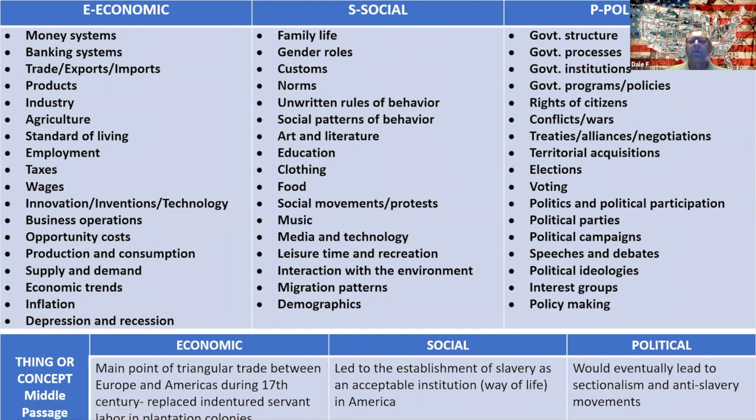The social significance led to the establishment of slavery as an acceptable institution, way of life in America, and obviously led to sectionalism and ultimately to the struggle known as the Civil War. And finally, politically, it would lead to sectionalism and anti-slavery movements and government policies and processes with regard to the regulation or expansion of that institution.